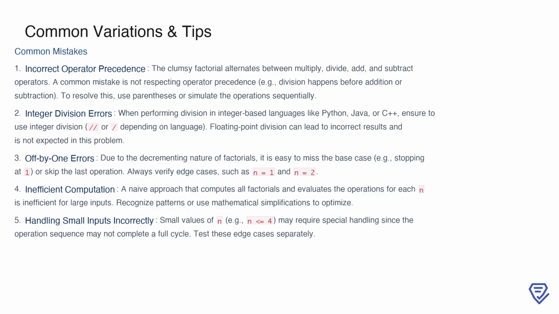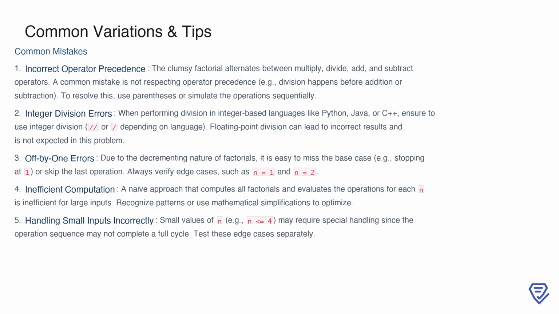Off by one errors are another pitfall. Because the factorial decreases step by step, it's easy to miss the base case, such as when n equals 1, or skip the final operation entirely. Testing edge cases like n equals 1 and n equals 2 will help catch these issues.